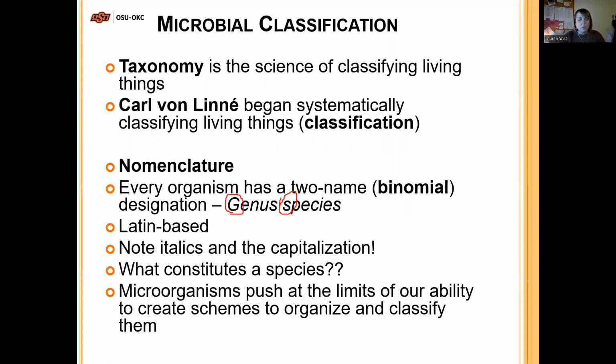So what's a species? Well, it's really hard to define what a species is, honestly, but we usually classify them based on their genetics and things like that. Microorganisms will push the limits of our ability to create schemes to organize and classify whatever group they might belong in, so we're constantly changing that. Usually you look at their genetics and they seem so similar, but they're acting so different. You might want to separate them because of that, but their genetics are so similar, you know what I mean? It gets complicated is my point.